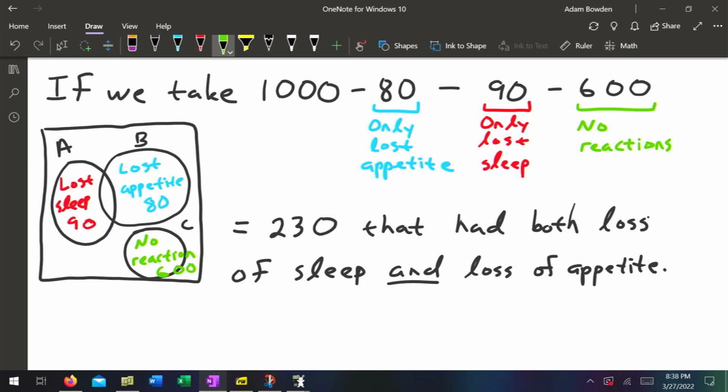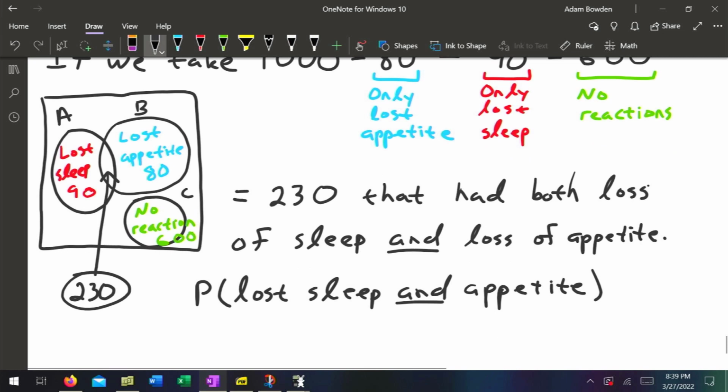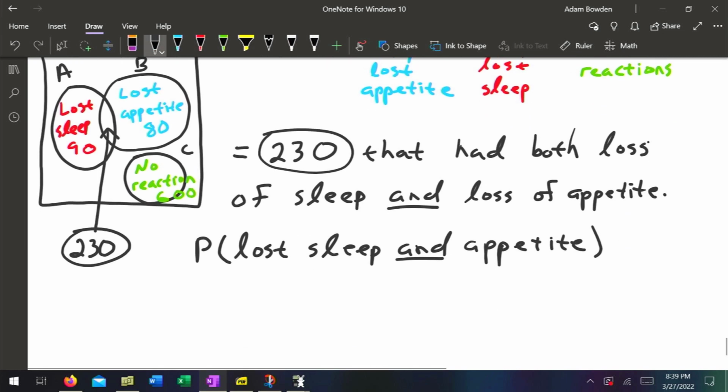So here's an illustration of what we just did. We figured out what was left over here as 230 that had both a loss of sleep and a loss of appetite. So the idea here is then to find the probability based off of that, the probability that they lost sleep and appetite. We know how many there are from our calculation above, the 230 in other words. So out of the 1,000, 230 divided by 1,000 is the probability, which comes out to be a decimal of 0.23.